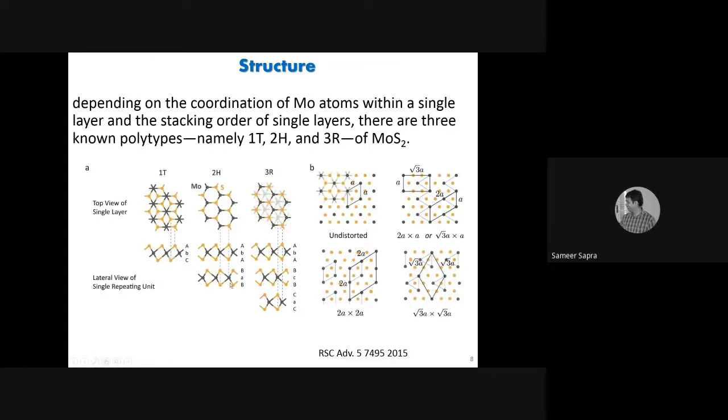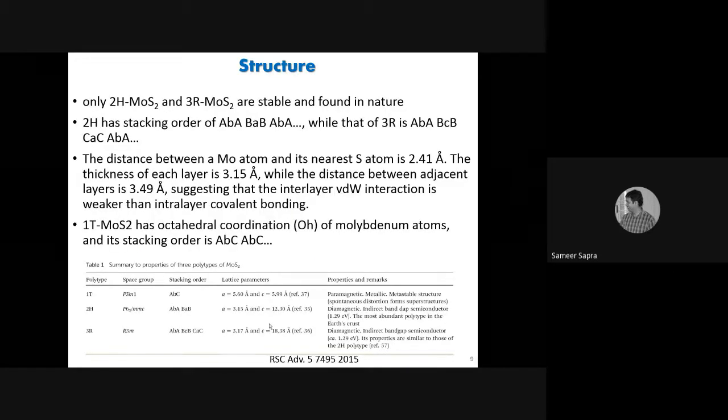In 2H, since the packing is not exactly one on top of each other, you need two monolayers to complete the unit cell. Okay, there's a hexagonal packing like the AB packing. Okay, so ABA and BAB, these are the two things that are there. And in 3R, of course, you need three monolayers, and that's the rhombohedral case. Okay, and of course, you can have a lot of distortions also. I'll tell you a bit about distortions, but first let me just complete the structure. Okay, so you should know that only 2H and 3R are stable and they are found in nature.